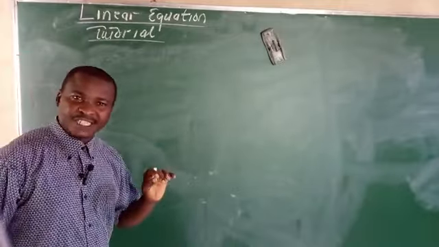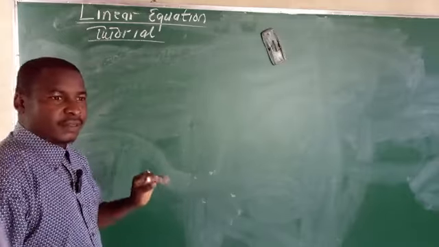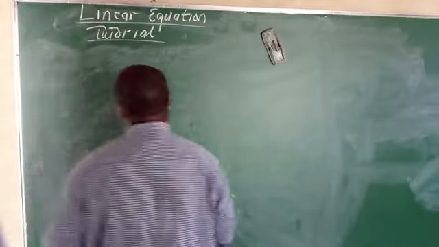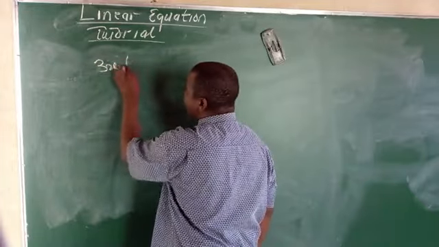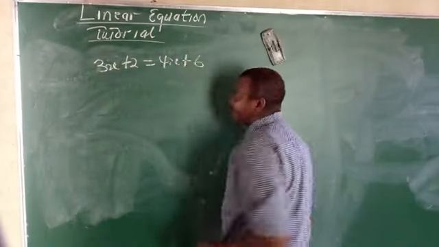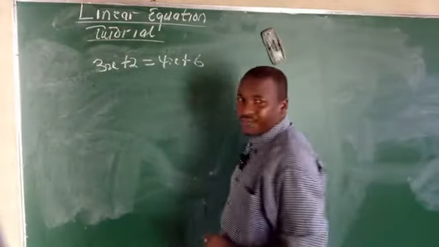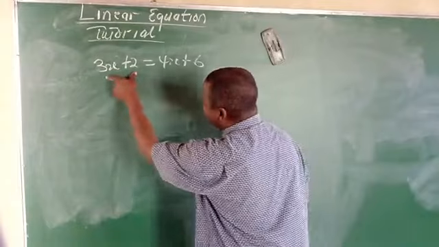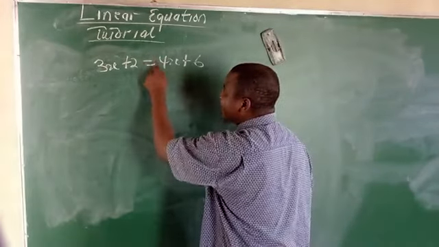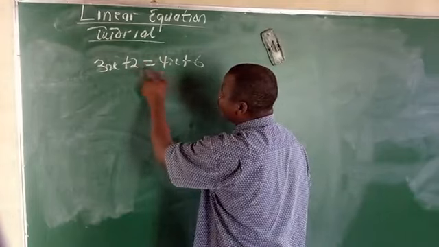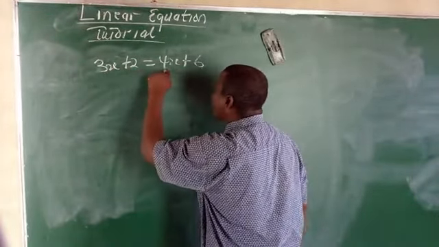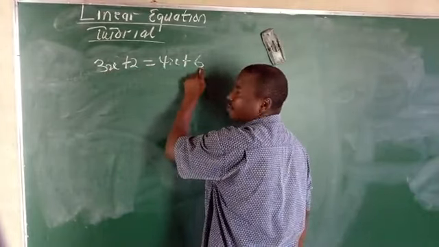An equation is a mathematical statement that shows the equality between two expressions. For example, 3x plus 2 is equal to 4x plus 6. This is an equation because this is an expression, and this is the equality sign. The equality sign makes these two expressions an equation, because it is saying that 3x plus 2 is equal to 4x plus 6.